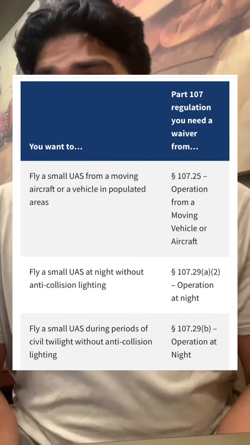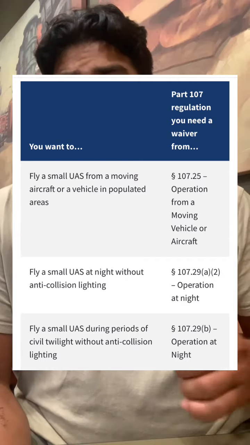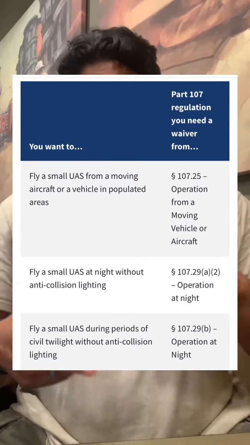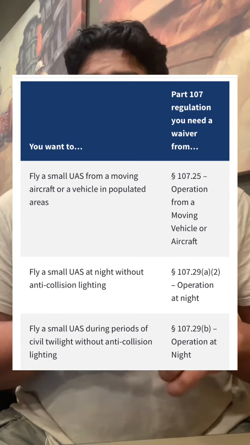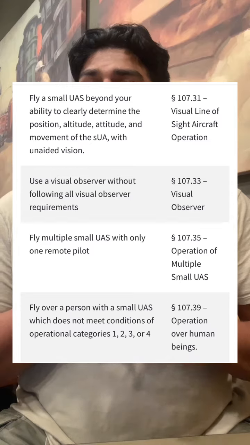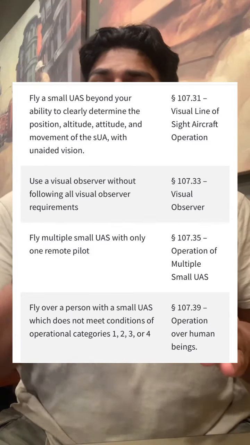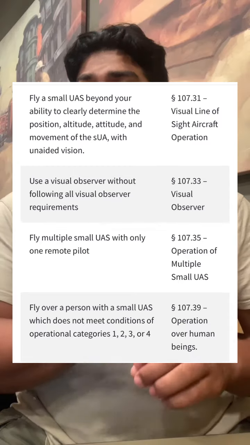So if you want to do any of these, such as fly a drone from a moving aircraft or a vehicle in populated areas, fly a drone at night without anti-collision lighting, fly during periods of civil twilight without anti-collision lighting, fly beyond your ability to clearly determine the position, altitude, attitude, and movement of the SUAS with unaided vision.